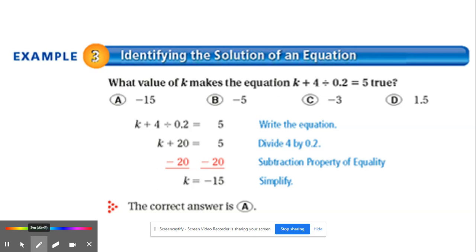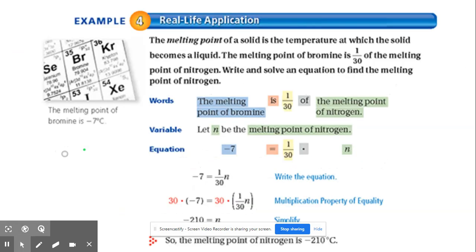Or you could solve the equation by writing the equation, dividing both sides by 4, or divide 4, I'm sorry, by 0 and 2/10, and then subtract the property of equality and then simplify. This is a two-step equation, which we're going to get into next lesson that we do. But of course, with this being multiple choice, you could substitute it in and go on to that. So let's move on. And so the next one is a real life application.